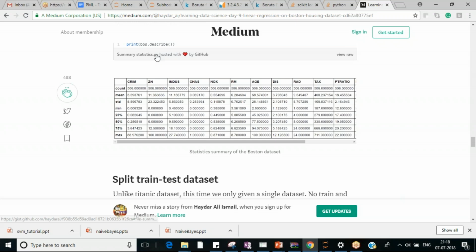Okay. So basically, these are the summary statistics. Normally, for example, what is the count of this variable? There are 506 instances. So that's why we get 506 instances. What is the mean crime across these 506? What is the standard deviation across these 506? What is the minimum? What is the 25 percentile? That is the first quartile that I explained today. Box plot, remember? Box plot, first quartile, 25%. Then 50% is the median. Then 75% is the third quartile. And then this is the maximum.